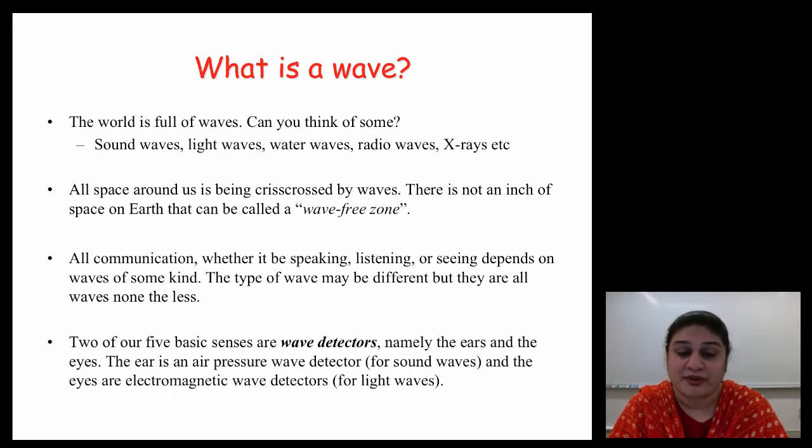Two of our five basic senses are wave detectors, namely the ears and the eyes. The ear is an air pressure wave detector for sound waves, and the eyes are electromagnetic wave detectors for light waves.